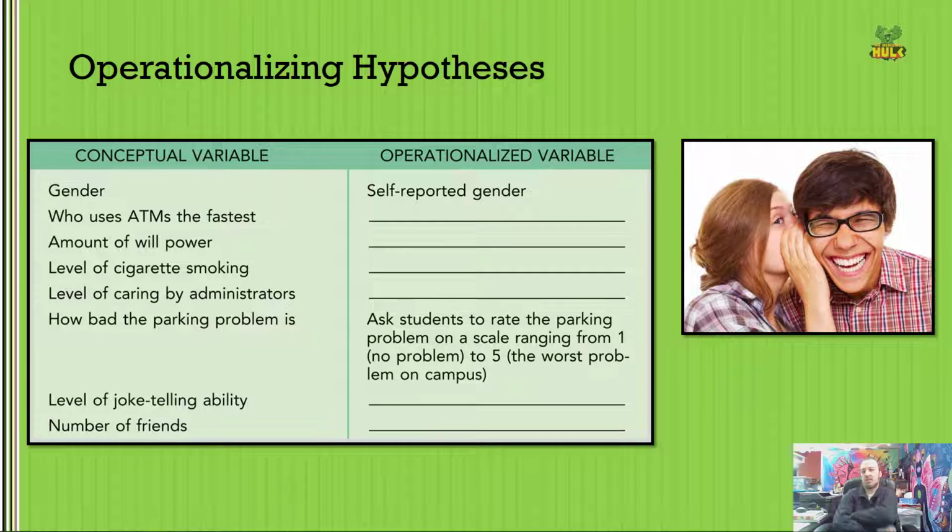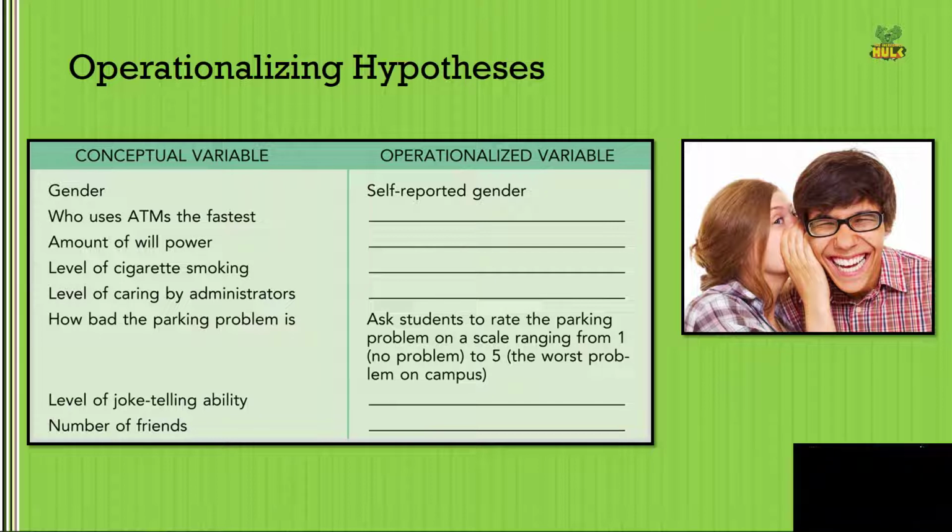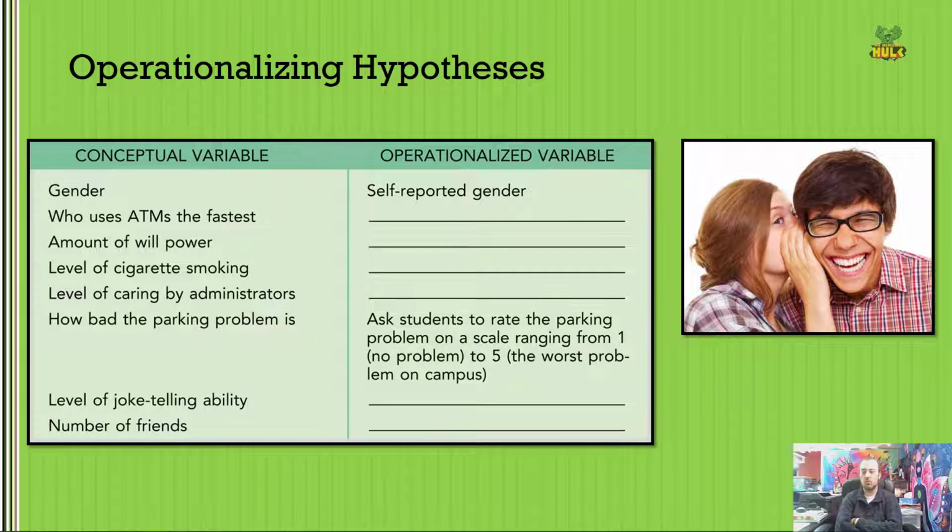Level of caring by administrators. How much does your dean, your chancellor, your provost of the University of Michigan Dearborn, the chair of the department, how much do these administrators care about you as a student or about me as a faculty member? And how might I measure that? Would it be a valid measure to simply say, I'll count the number of emails they send me? Does that really mean they care about me? I'm not really so sure that would be valid, but it is one way of operationally defining the variable.